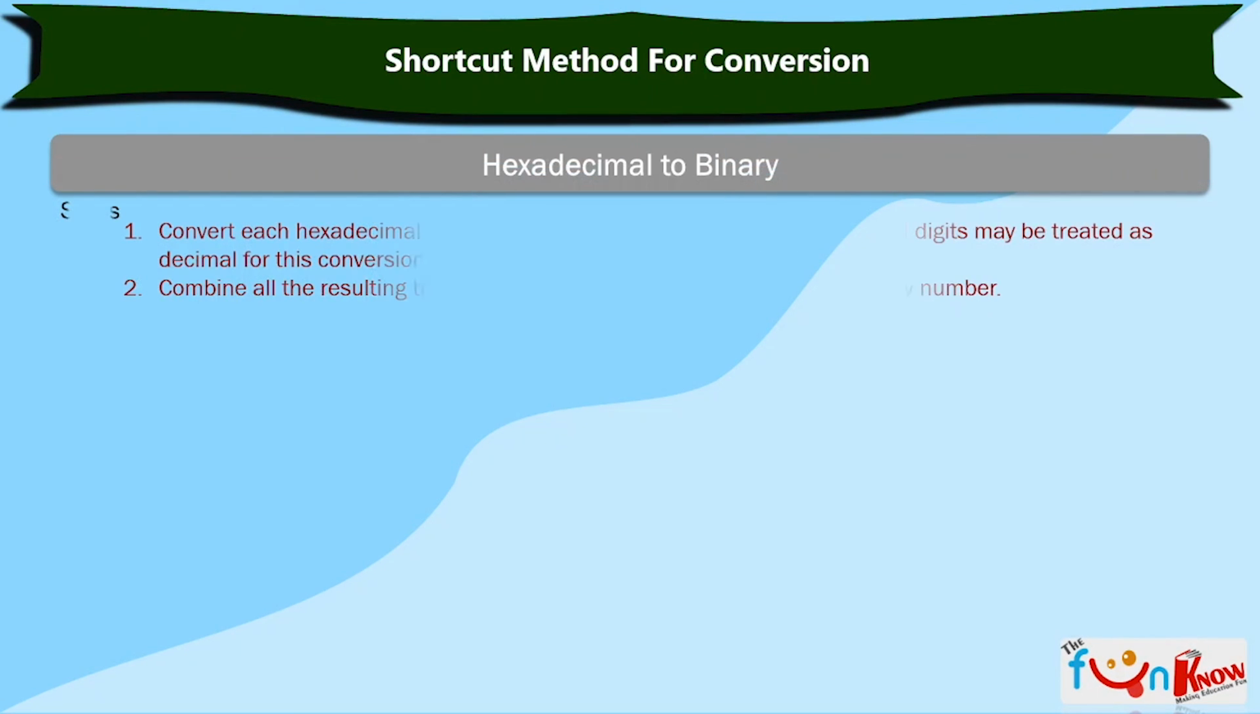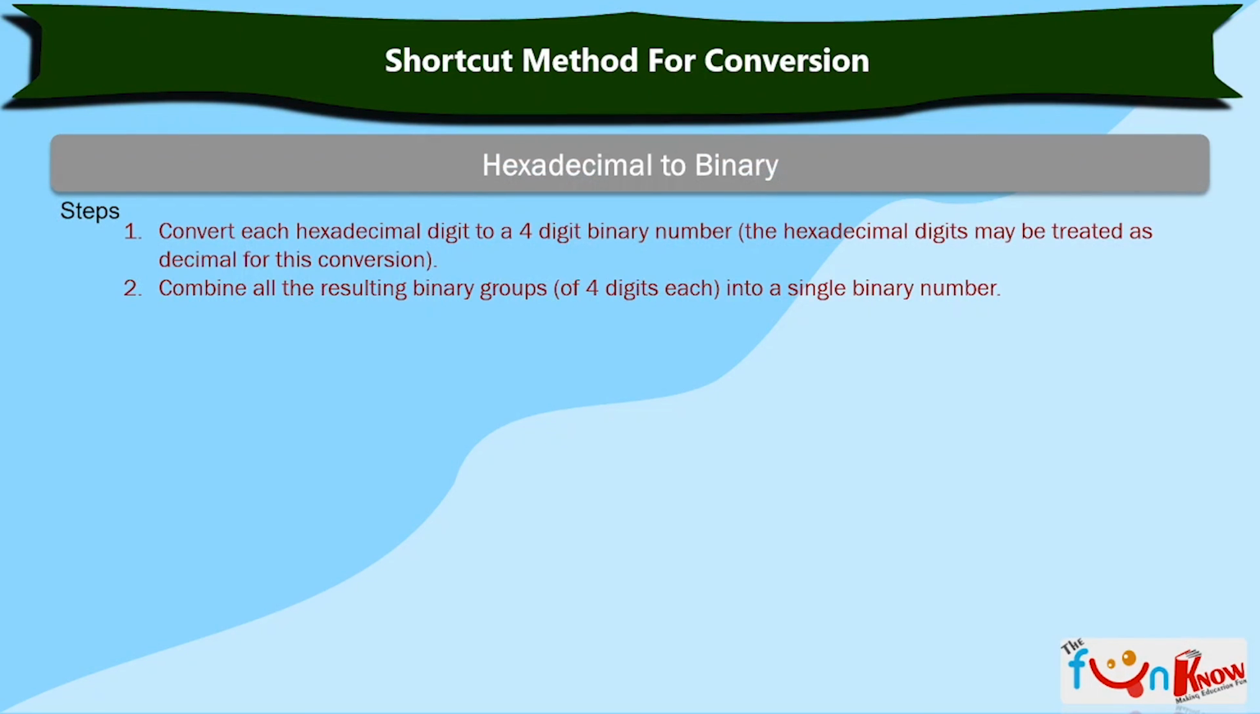Next, students, we will see hexadecimal to binary. Convert each hexadecimal digit to a 4-digit binary number. The hexadecimal digit may be treated as a decimal for this conversion. Combine all the resulting binary groups of 4 digits each into a single binary number. Let us apply these steps in an example.